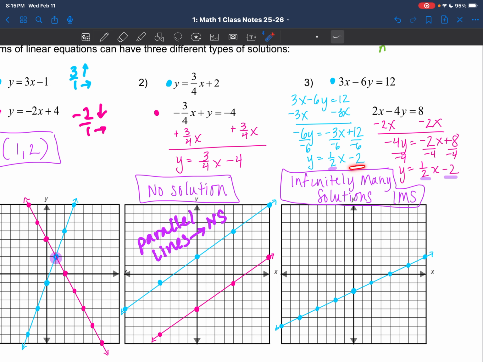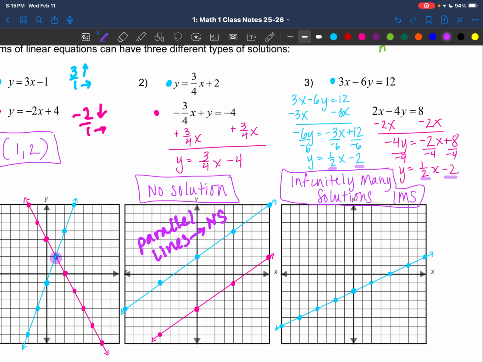Now we can start at -2, and we can go up 1, to the right 2, up 1, to the right 2, up 1, to the right 2, continue the pattern, and then I like to reverse it, down and to the left. All right, so far so good.